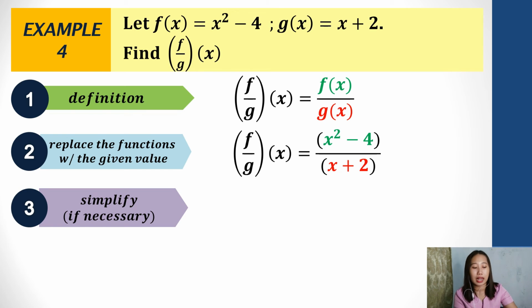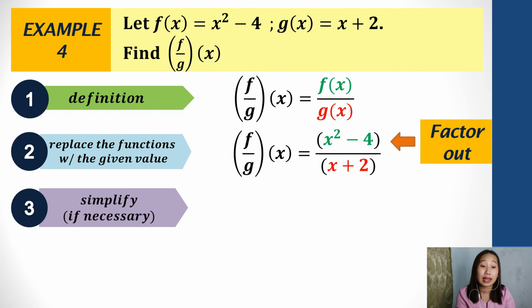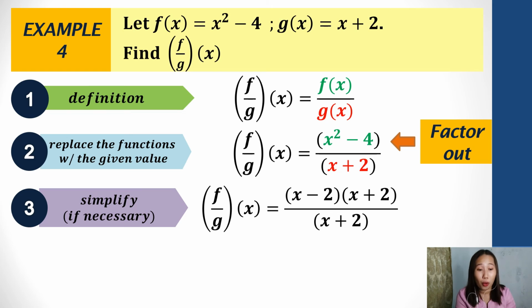I know masisimplify natin to by factoring out. Yes, if a-factor out natin itong x squared minus 4. At ang factors nito ay x minus 2 and x plus 2. Okay, naaalala nyo ba yung mga perfect square trinomial, yung mga ganun, na meron tayong mga special functions na may mga binomial factors. So, ang binomial factors nitong si x squared minus 4 ay x minus 2 and x plus 2.